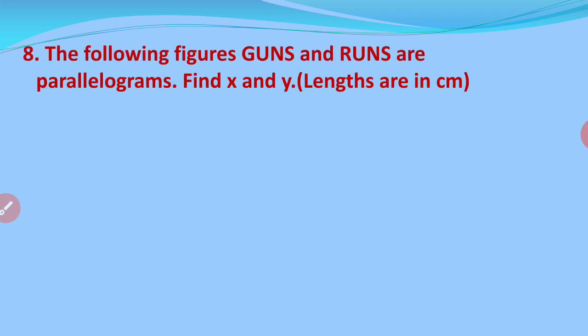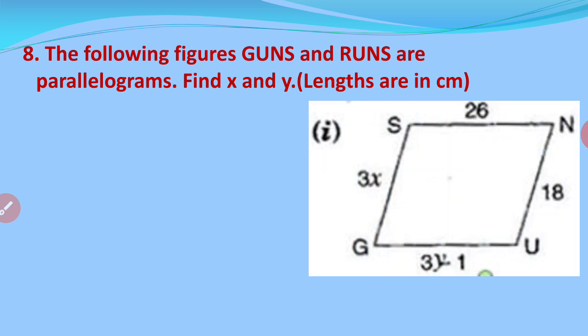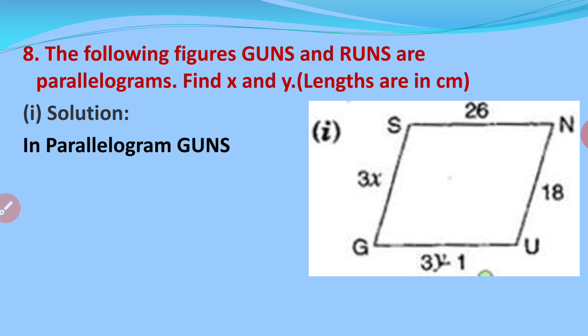Next, question number 8. The following figures, GUNS and RUNS, are parallelograms. We are dealing with one each. Here we are dealing with GUNS, then we'll move on to RUNS. The question is, we have to find out the measure of X and Y, where the lengths are given in centimeters. Here we are talking about the opposite sides of a parallelogram. Opposite sides of a parallelogram are always equal. This is the property which is being used here.